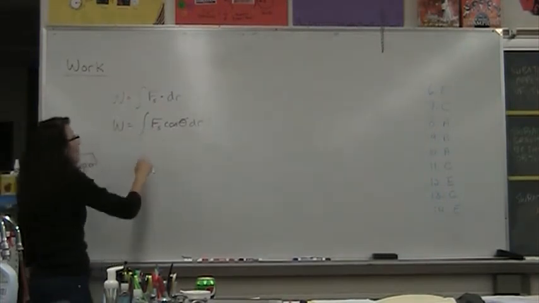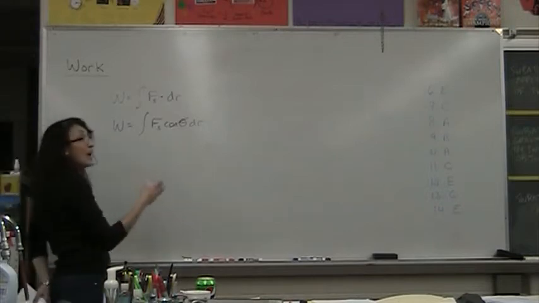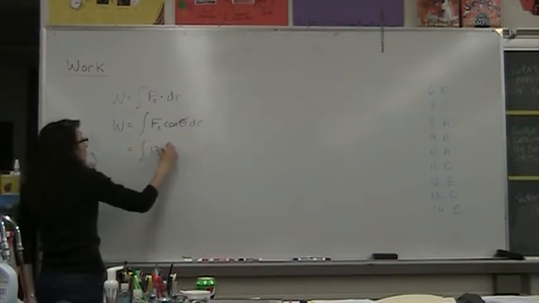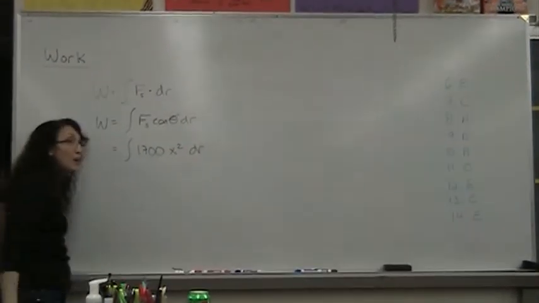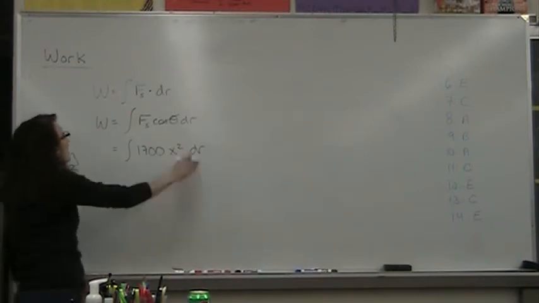All right, so Fs, what are we going to sub in for that? 1700 x squared. Okay, we're going to plug that in. Why couldn't we pull it out of the integral? It changes with x. It's not a constant force. Could you pull out the 1700 though? Yes, you can. So we're going to have 1700 x squared dr. Again, do we care about the fact that this is x and we have r? No.